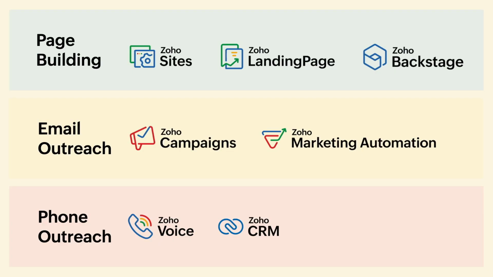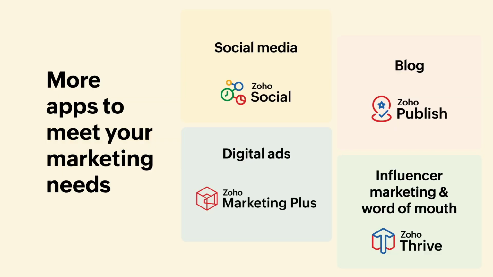Since we have so many apps, people get confused about what applications to use when they're undertaking an activity. So what I tried to do with this graphic was break down, if you're trying to build a customer-facing page online, what app should you use? We should use Zoho Sites, Zoho Landing Page, or Zoho Backstage if it's an event page. If you're reaching out through emails, you can use Zoho Campaigns, Zoho Marketing Automation, or CRM. For phone outreach, you can use Zoho Voice, which is our telephony system, and then so on and so forth. We don't need to go through all of these in depth.